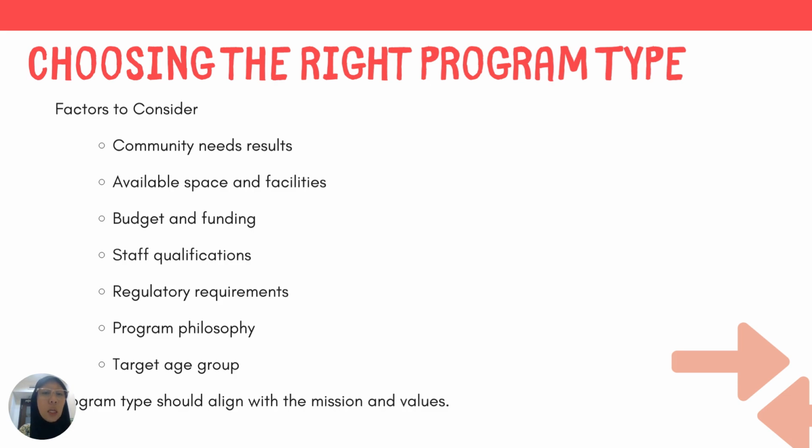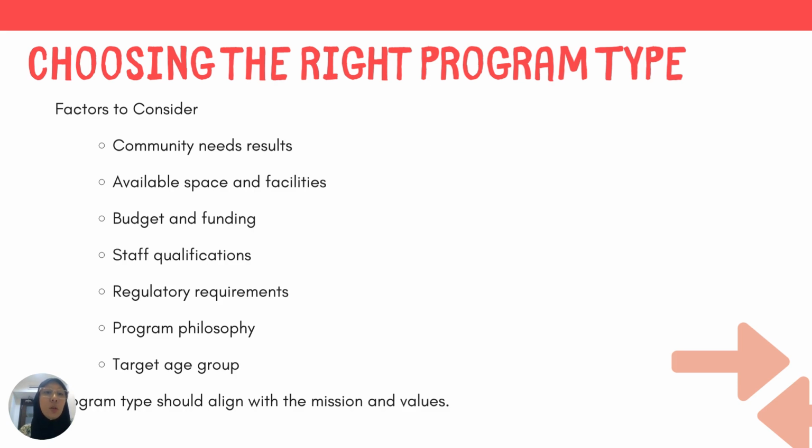All right, of course, the first one, we need to know what are the community needs. So community needs results. From there, then you can decide what are the types of program you want to develop. Of course, you have to look at the availability of space and facilities. How much budget and funding do you have? Then only you can decide what types of program you can do.